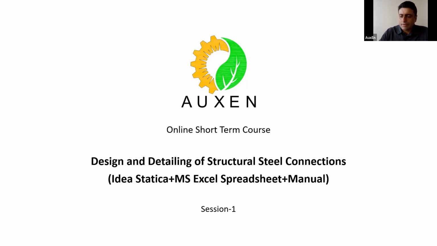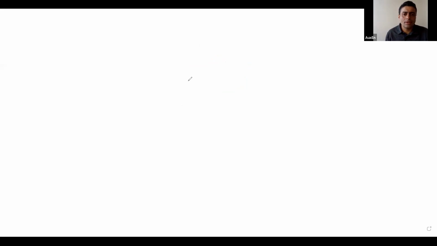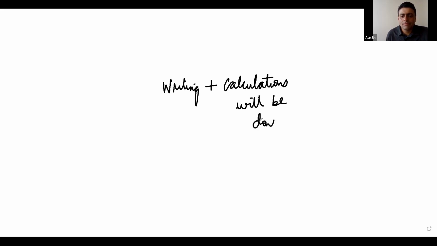Before I move ahead, whatever we have to write, we will be writing on this whiteboard. I hope you can see this whiteboard, and I'll be writing on this. Any writing, any calculations, whatever we have to do will be done over here. Is this visible? This is the whiteboard feature that we have on the Zoom platform. I hope this whiteboard is visible to all of you.